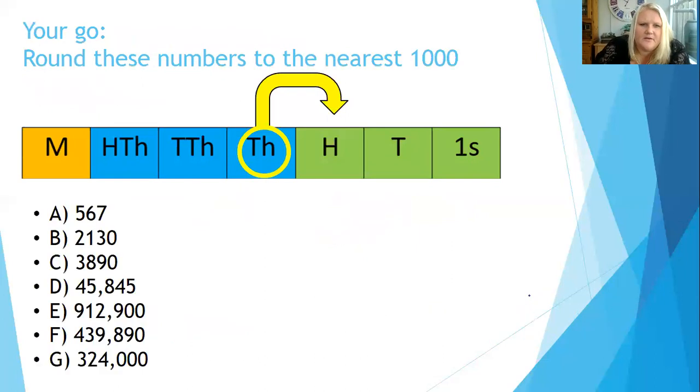Okay, you have a go. Round these to the nearest 1,000. Remember, find the two options, use the arrow, and see how you do. Pause the video, go back if you need to look at it again, and then unpause when you're ready to see the answers.